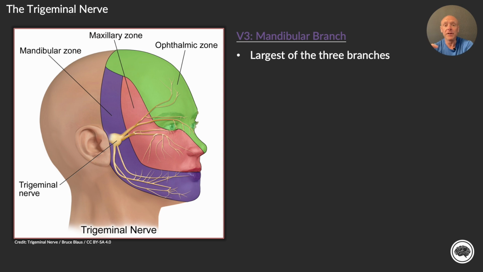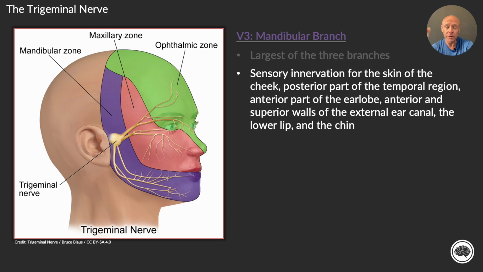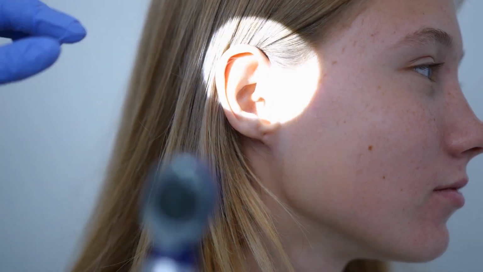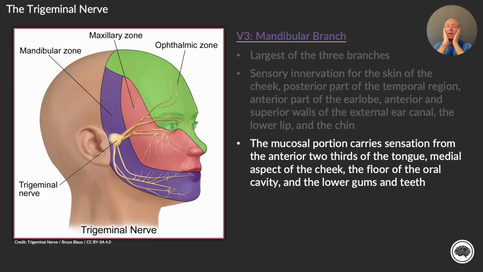Now, the largest of the three branches is called the mandibular branch, and you can see that's like a chin strap. It comes all the way down the outside of the jaw, all the way down to the point, and gets some of the lower lip. So it gives a huge amount of sensory input to the brain. So we've got the cheek, the posterior part of the temporal region, the earlobe, inside your ear, the external ear canal, lower lip and chin. So all the sensation from here is going to be transferred via the mandibular branch to the brain.